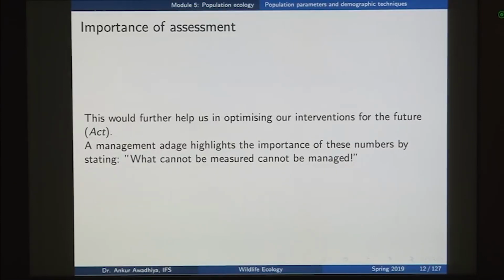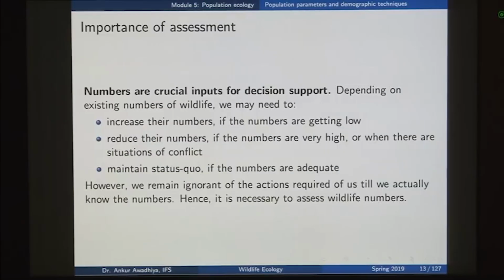Which is why population assessment becomes extremely important. Now, population assessment is also important because numbers are crucial inputs for decision support. So, for instance, we need to make these decisions. Do we want to increase the number of tigers because the numbers are getting low or are already low, or do we want to reduce the numbers because you have too many tigers that are leading to conflicts, or maybe your system is not able to support so many tigers? So, do you want to reduce the number of tigers, or do you want to maintain the status quo? Do you want to maintain the equilibrium state, that this many tigers is good for the system, so we should keep the same number?